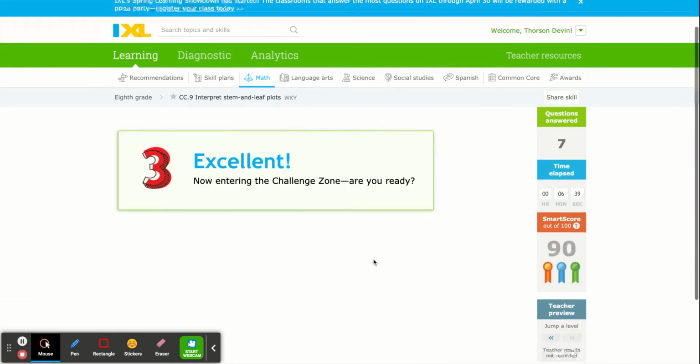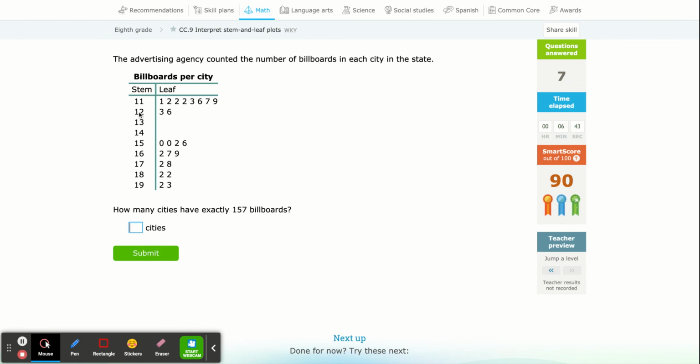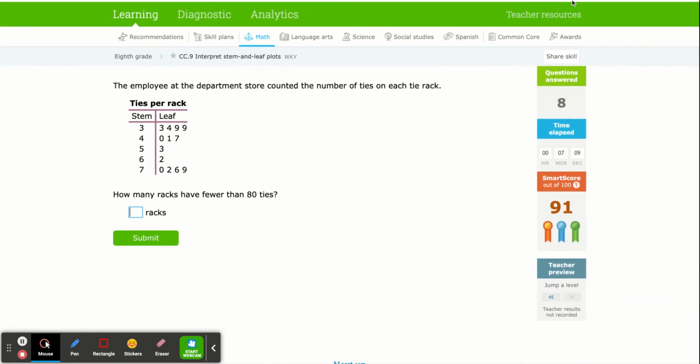I'm going to jump ahead again. So again, if you have questions on these, please do bring them to class. Just remember, since I'm seeing 2 numbers here, this would be the hundreds and the tens spot. This would be the 1, 111, 112, 112, 112, 113, 116. So these were billboards per city. How many cities have exactly 157 billboards? So I need to go to the 150s, 15, and I'm going to look for a 7 over here. There isn't any that have a 7. So there are 0 cities that had 157 billboards. Again, if you have questions, bring them to class, and I will help you then.